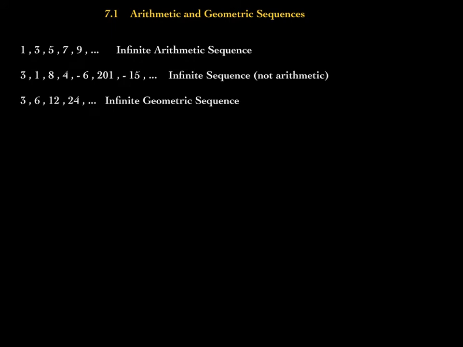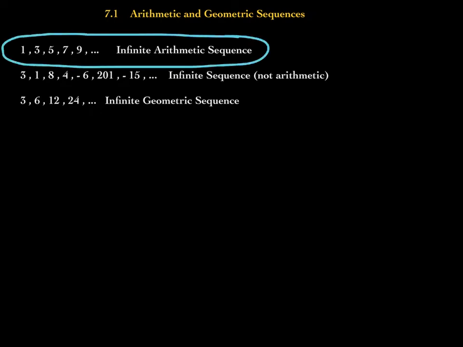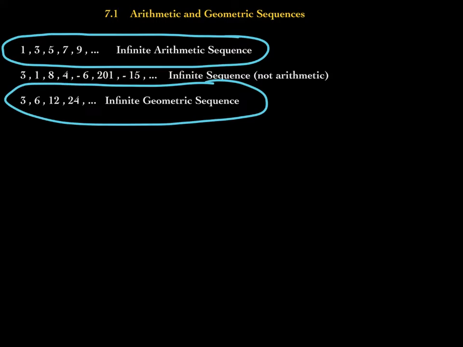These are the two types of sequences we want to study: arithmetic sequences and geometric sequences. To get us started, though, let us formally define what a sequence is. A sequence is a function whose domain is the set of natural numbers. Let me change that word there. The set of natural numbers.